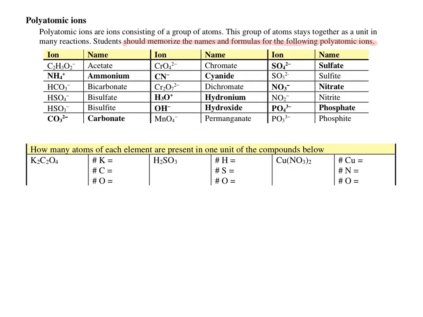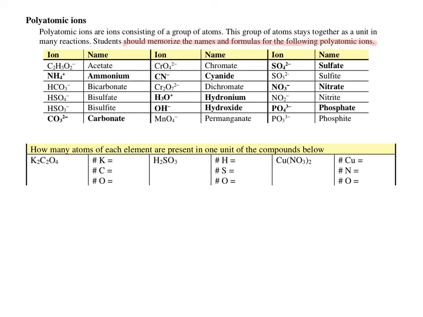Another bit of necessary memorization is to memorize the names, formulas, and charges of the following polyatomic ions. There are many, many polyatomic ions. These are the most common, and those that are highlighted in bold are the most common of the most common polyatomic ions. These polyatomic ions are groups of atoms that are held together by covalent bonds but possess a net charge, and they tend to stay together in chemical reactions.